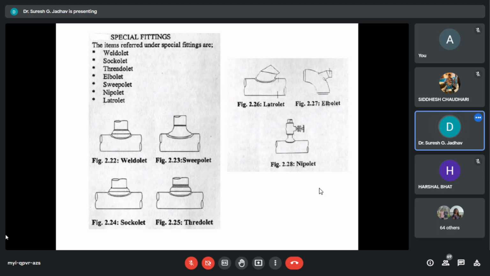So this is all about special fittings in piping industries. Wherever the standard T is not available due to its size restriction and the piping is of critical or high pressure services, in this case, you can use special fittings, that is weldolet, sockolet, threadolet, elbowlet, sweepolet, nipolet and latrolets. These are the kinds of special fittings we use in piping industries.